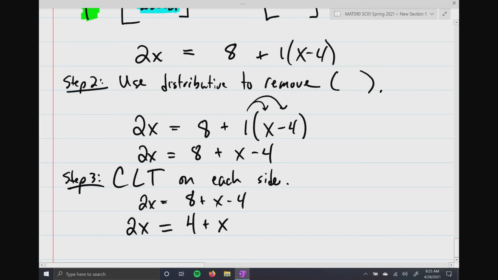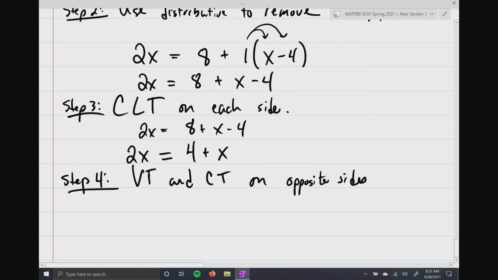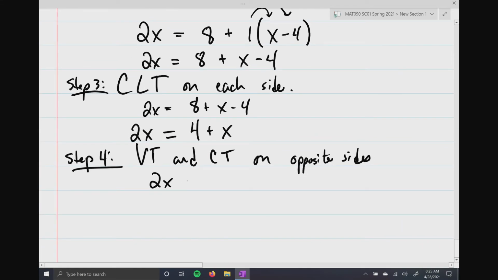All right, step 4. Variable terms and constant terms on opposite sides. And there's a reason why I'm writing just VT and CT. I'll tell you in a second. So let's go ahead, let's rewrite the problem.